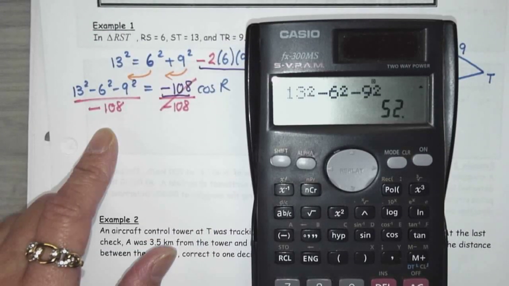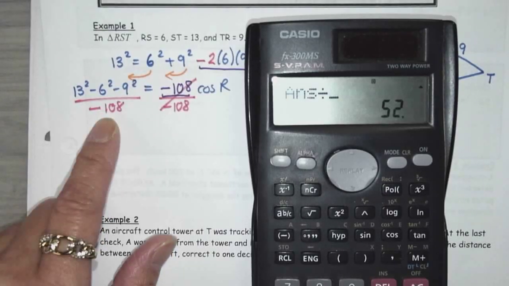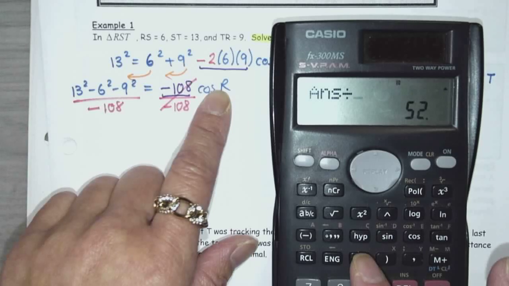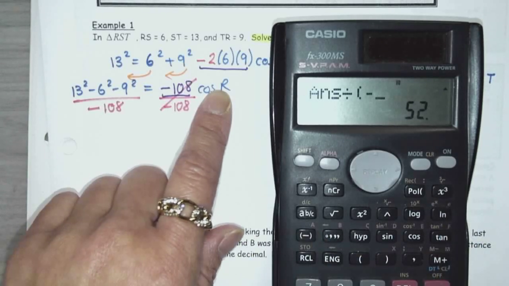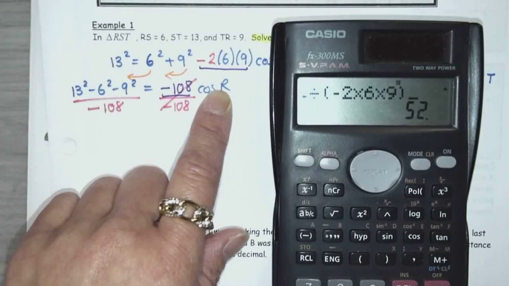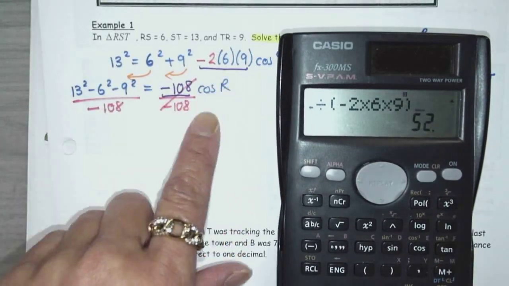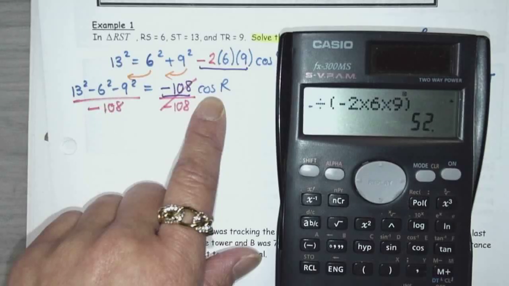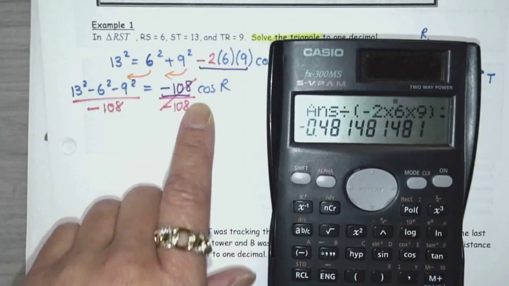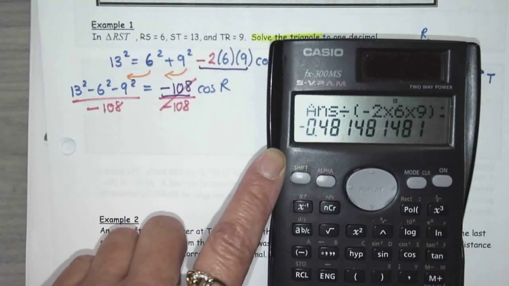So just keep it on the calculator. Then I go divided by negative 108. If you didn't divide by negative 108, I can still go divided by bracket negative 2 times 6 times 9. So you can do that, bracket. Like, what if I don't do negative 108? I put it all in a bracket, equals. So I'll get the same answer, which is negative 0.48, blah, blah, blah.